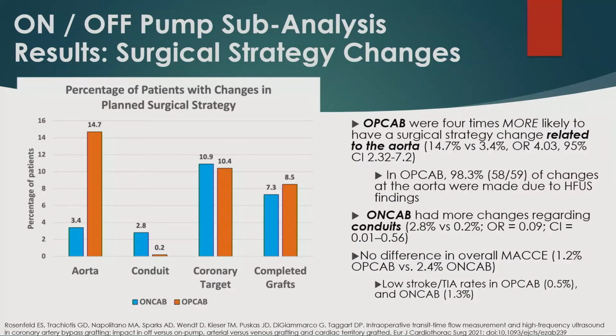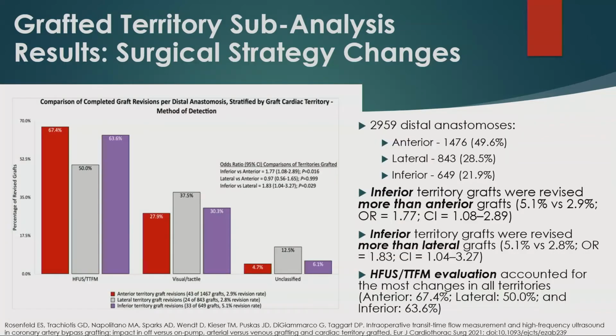For the on-off pump sub-analysis, you see that the off-pump group was 4 times more likely to have a change of surgical strategy, and this was principally driven by changes at the aortic site, which again were driven by the use of HFUS, in which over 98% of those changes at the aortic site were driven by imaging from the HFUS. The on-pump group had more changes regarding conduits, and there was no difference in any of the MACE events between the two groups, which is always something that's discussed in the literature. Of other significance, there were extremely low cerebrovascular events in both groups, particularly the on-pump group.